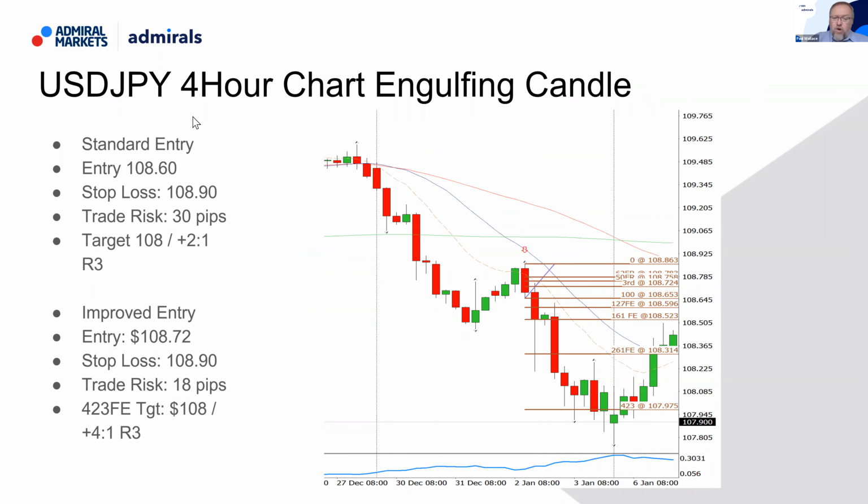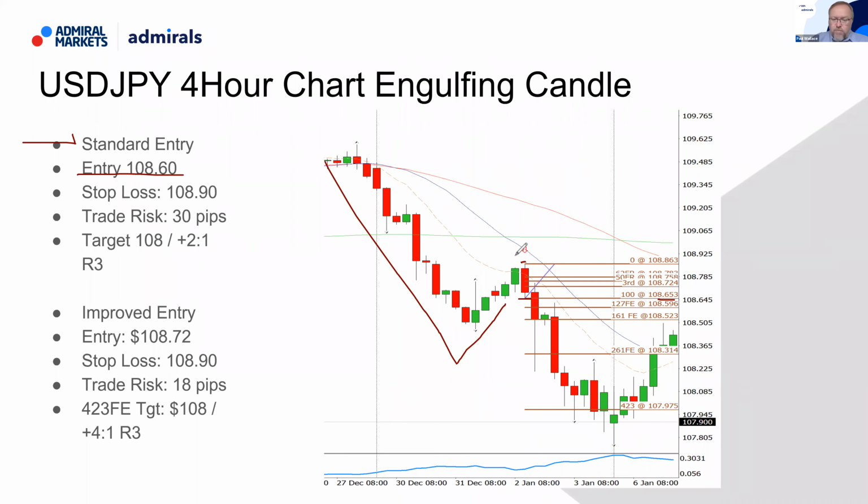Here's another example: dollar against the yen, the 4-hour chart, and the engulfing candle. So price is in a nice downtrend, price pulls back, and then price prints a bearish engulfing candle at the end of a pullback in a downtrend. The standard entry, what you would have expected, would have had you entering at like 108.60. The bottom of the candle is 108.65, so you'd have it just a few pips beneath. So we're entering at 108.60.